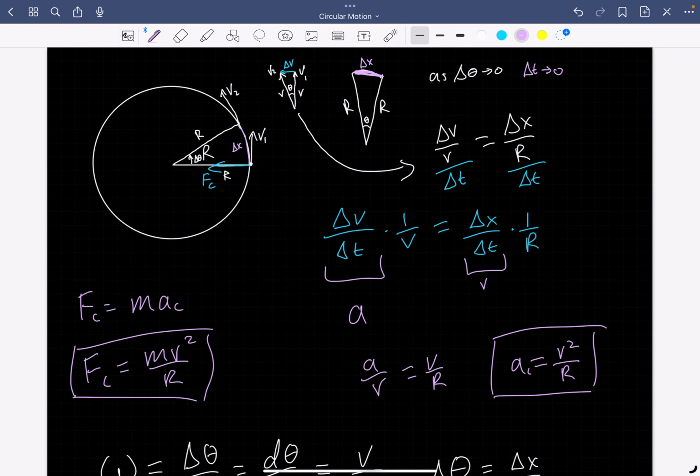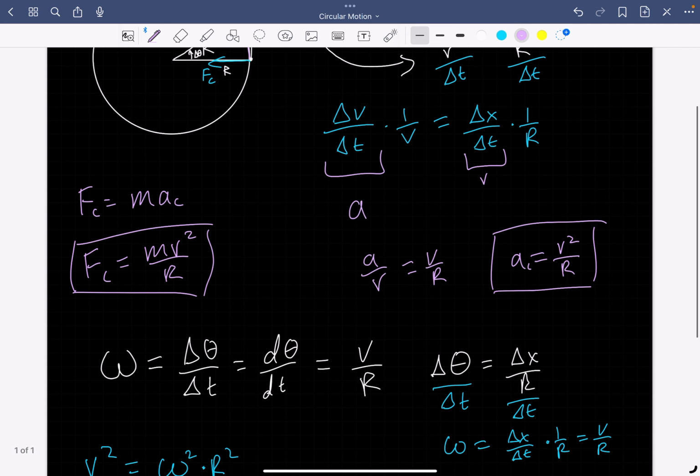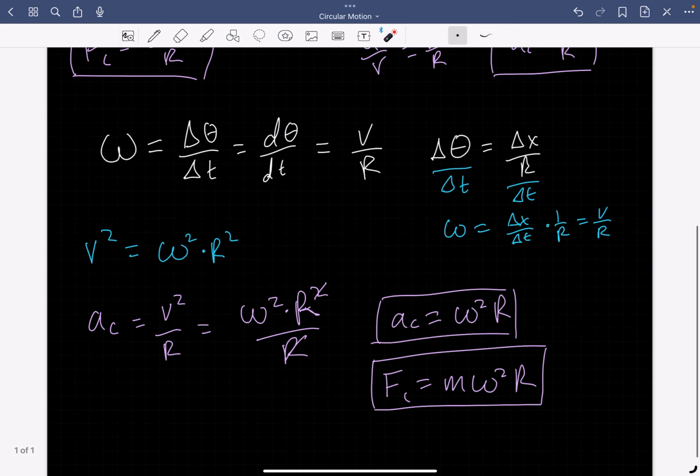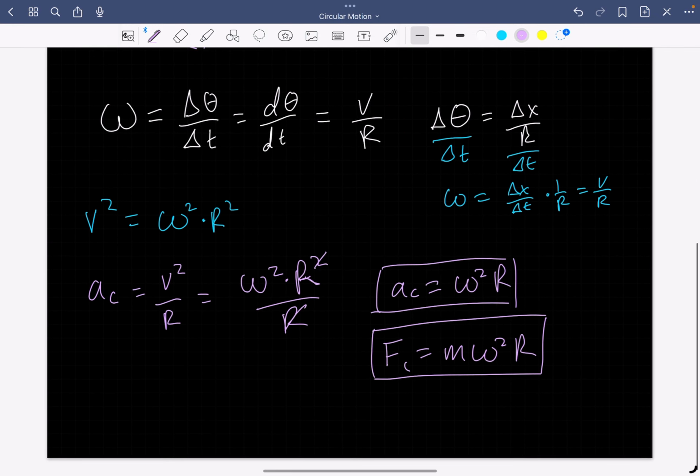So even if an object is traveling in a circular path but isn't moving at a constant speed, the instantaneous centripetal acceleration is still going to be equal to the instantaneous speed squared divided by r if you're using this formula here, or it's going to be equal to the instantaneous angular velocity squared times r if you're using this formula here. And so let's see an example of how this is applied.